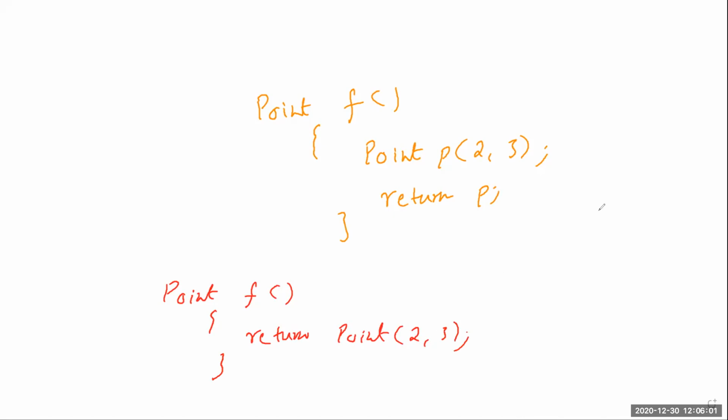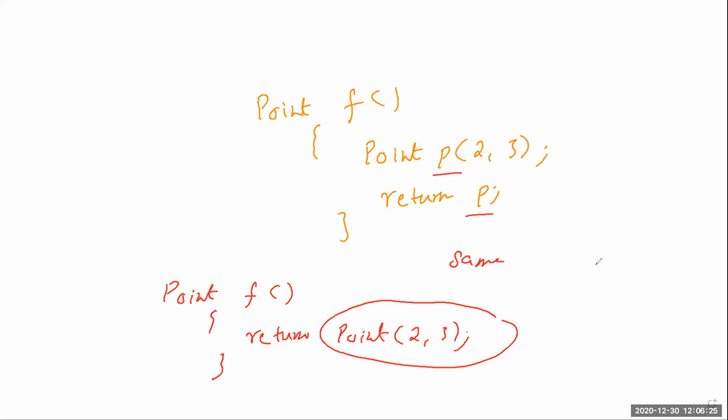First, in the first one, you create an object p and then you return p. Okay, here we combine both of these statements in a single statement. We write return Point(2, 3). It means we are creating an object but there is no variable name, there is no p. Okay, so both of these are exactly the same thing.